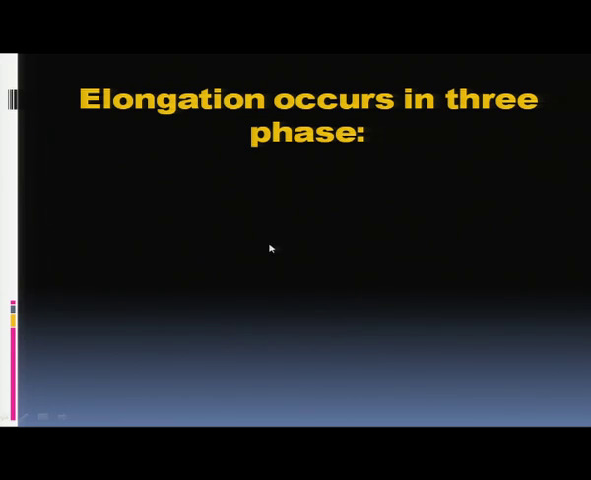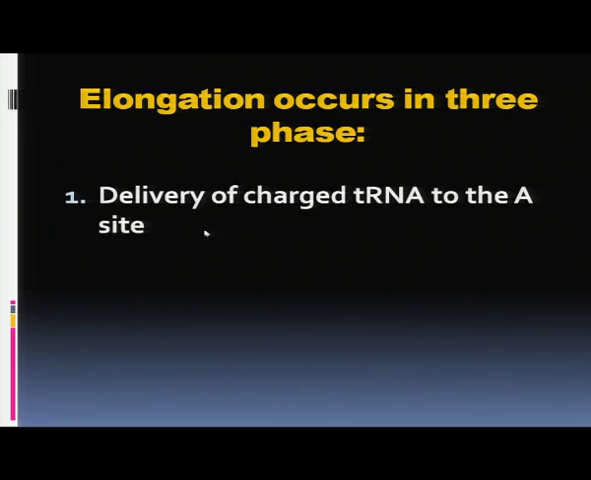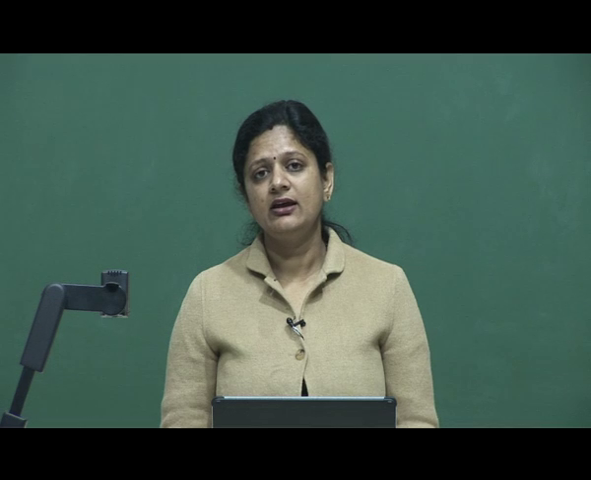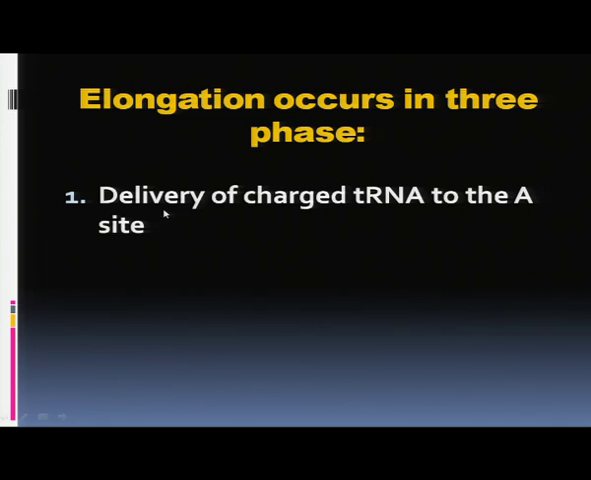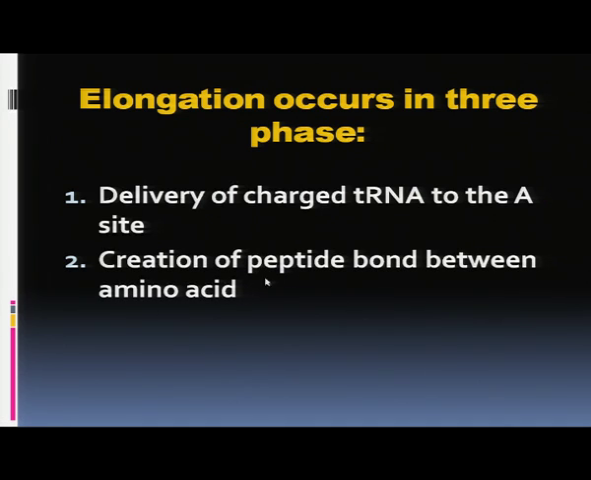Elongation occurs in 3 different phases. The first is delivery of charged transfer RNA to the A site. As we know, the A site is for the binding of charged transfer RNA during protein synthesis. So, the A site is always free for the binding of charged transfer RNA during protein synthesis. The first step of elongation is delivery of charged transfer RNA to the A site. The second step is creation of a peptide bond between amino acids. As we know, for the formation of a polypeptide chain or protein, the amino acids have to combine together, and they combine with the help of a peptide bond.